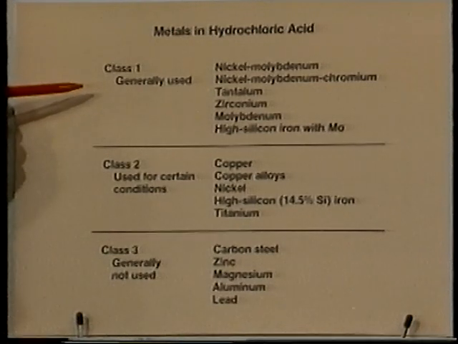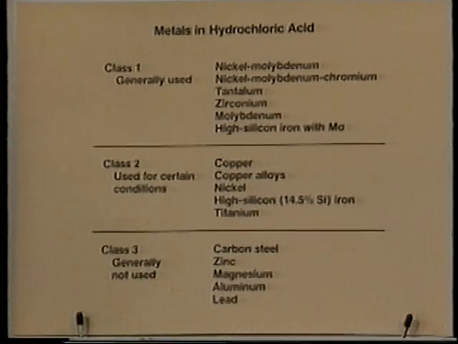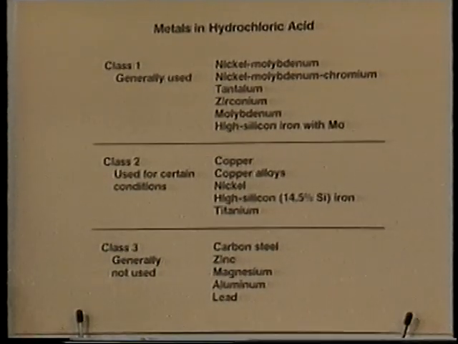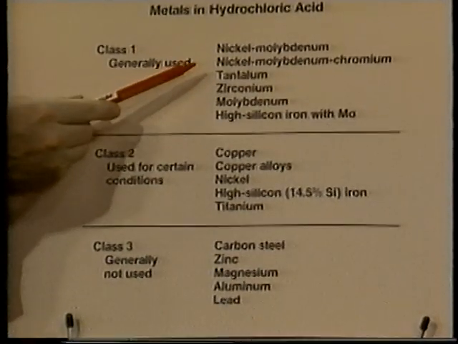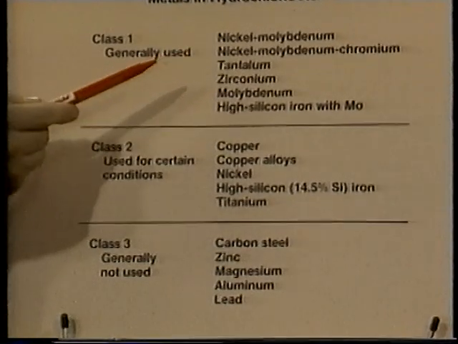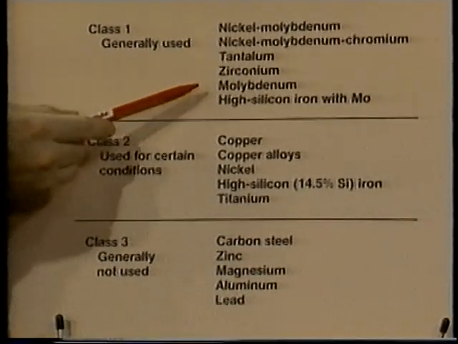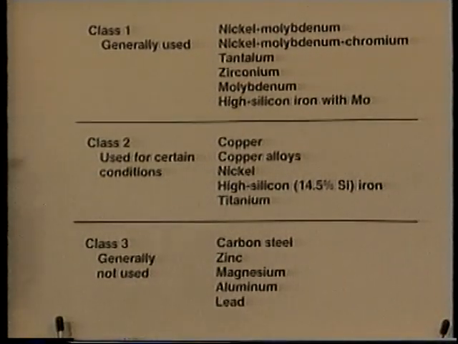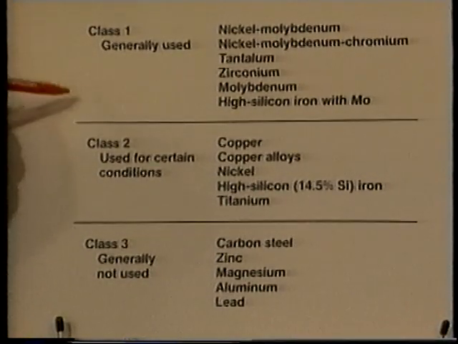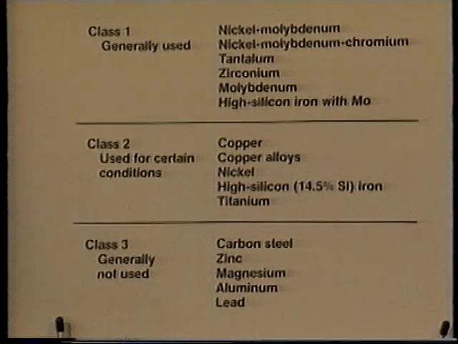So we list those Class 1 materials. These are the materials that are generally acceptable for hydrochloric acid service over a wide range of compositions. That includes nickel-molybdenum alloys, nickel-moly-chrome alloys, tantalum, zirconium, molybdenum, and high silicon iron with molybdenum added. These are the acceptable classes of metals to handle hydrochloric acid.